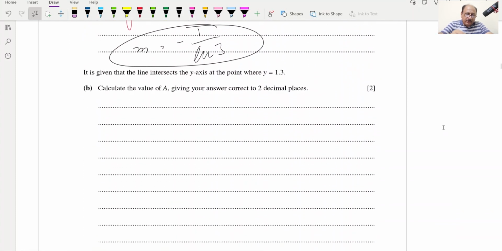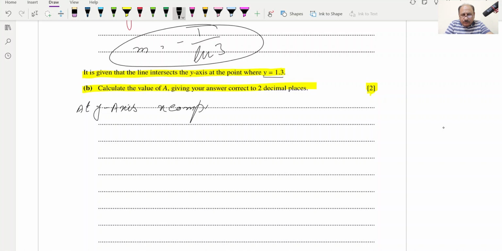Now for the b part, it is given that the line intersects the y-axis at the point where y is equal to 1.3. B part, calculate the value of a, giving your answer correct to 2 decimal places. This is a 2 mark question. Now, where y is equal to 1.3, at the y axis, the x component will be 0, x value will be 0.